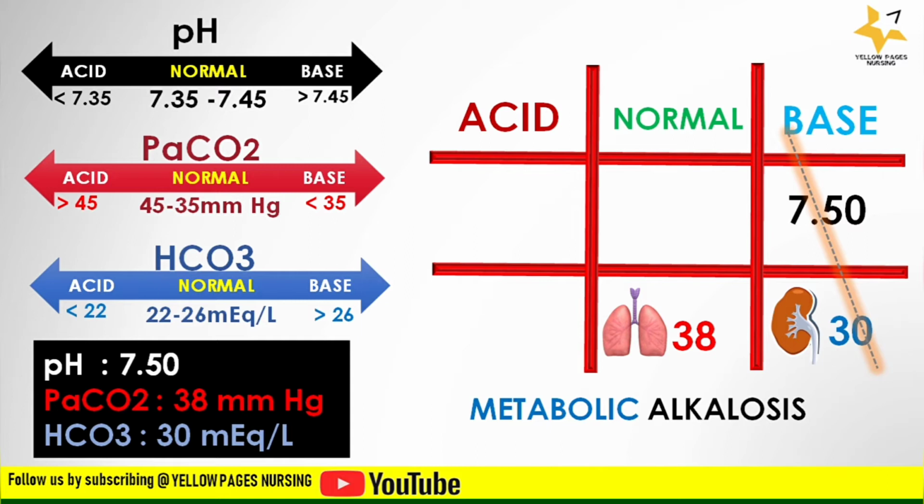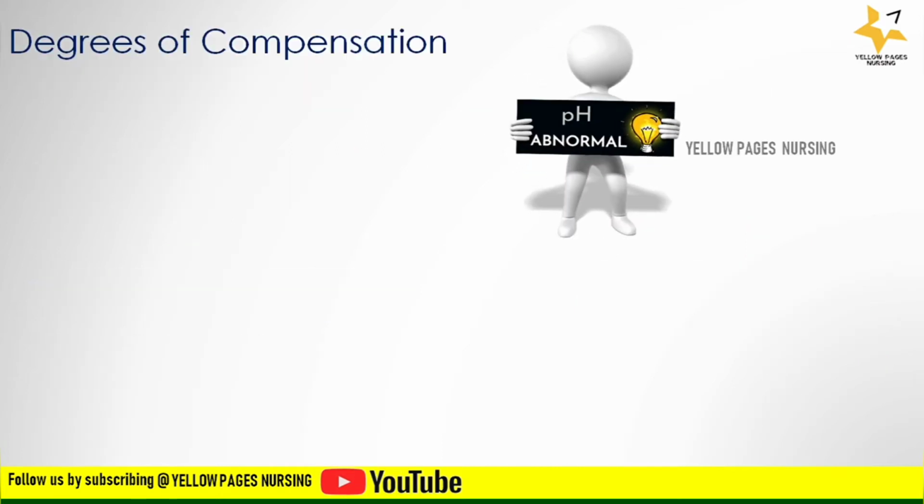To look into the degree of compensation, when we see the value of PaCO2, it is 38 mmHg, which is in normal state and it has not undergone any change to correct the imbalance and hence we say it is an uncompensated metabolic alkalosis. Now comes partially compensated.